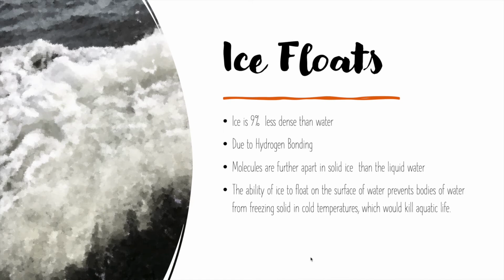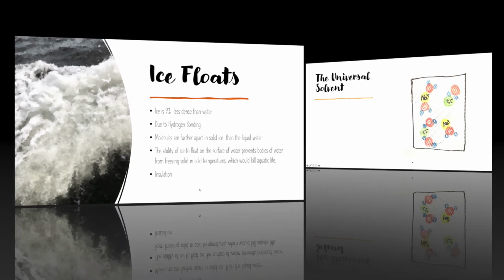The ability of ice to float on the surface of water prevents bodies of water from freezing solid in cold temperatures, which would kill aquatic life. The ice floating on the surface also insulates the water below, keeping temperatures warmer during periods of cold climate, which protects aquatic life.